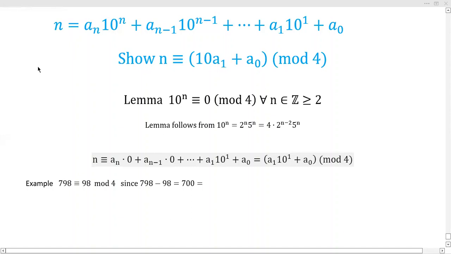Here with respect to modular arithmetic. So we have a natural number defined in its decimal form. The subscripted a's are decimal digits between 0 and 9, integer values 0, 1, 2, 3, all the way out to 9. So this is just the expanded form representation of n.